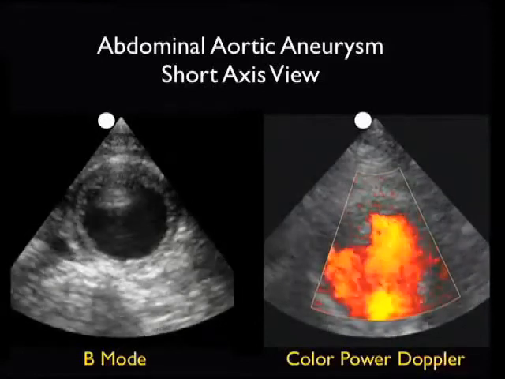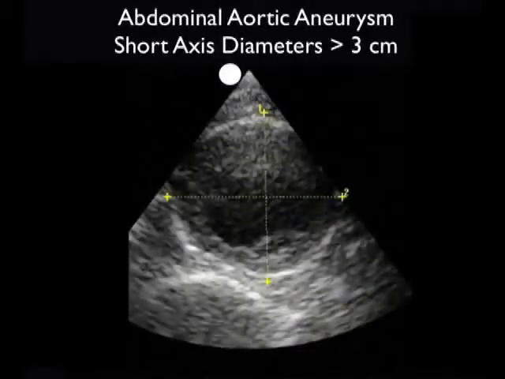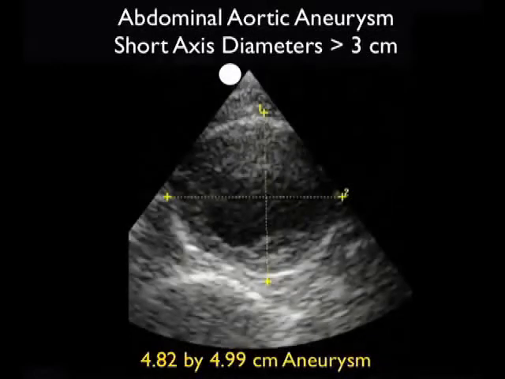Next, we're going to measure this abdominal aortic aneurysm, and notice we have a short-axis configuration including outer wall to outer wall that includes the inner lumen and the outer thrombus, and we have a measurement of 4.8 by 4.9 centimeters, meeting the criteria of a AAA greater than 3 centimeters.